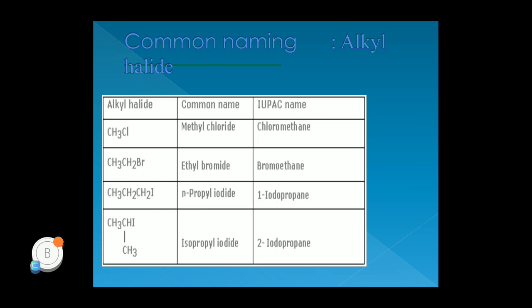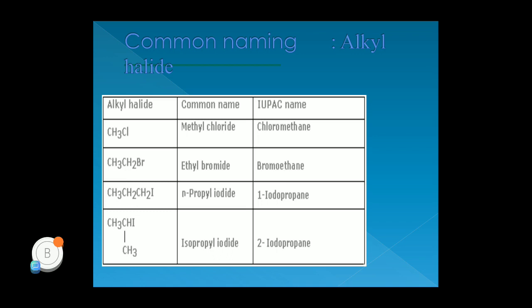Alkyl means a saturated compound. In a saturated compound, one hydrogen is substituted by halogens like Cl, Br, I. So first is methyl bromide, methyl chloride. Common name is methyl chloride, but the IUPAC name is chloromethane. From the IUPAC name, we start from the end towards the starting. Next is CH3CH2Br. Common name is ethyl bromide, but the IUPAC name is bromoethane.